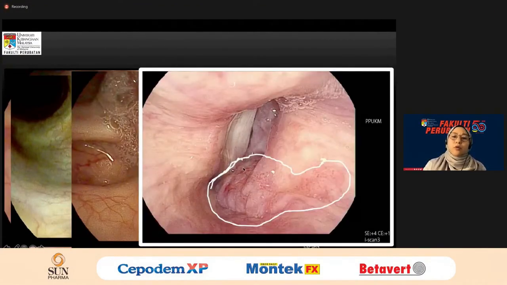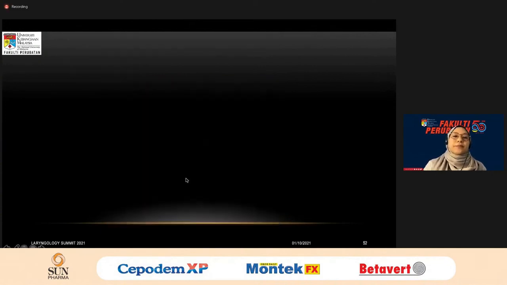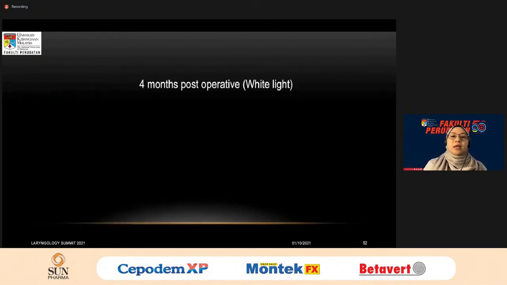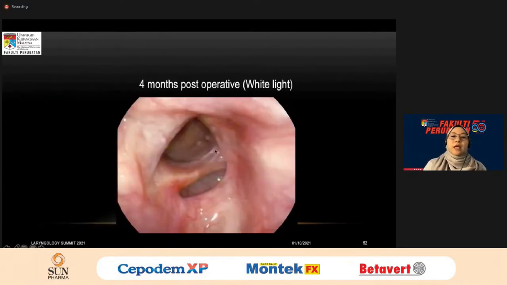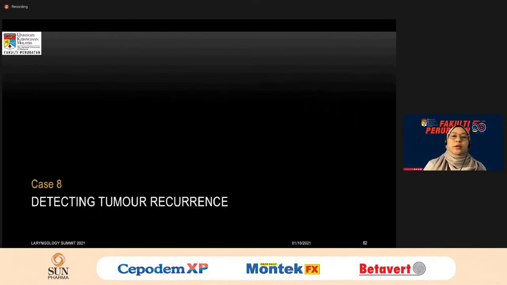And on the video stroboscopy, we noticed that the superior part is involved with tumor. Therefore, the patient underwent type 6 chordectomy with special attention to the margin at the supraglottis as well as subglottis. This is 3 months post-operatively and 4 months post-operatively. The granuloma is reducing, and so far there are no signs of residual tumor.